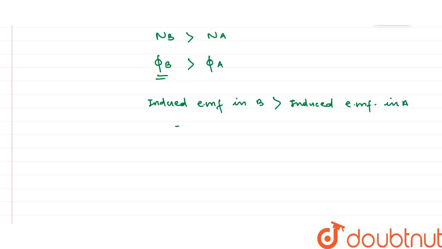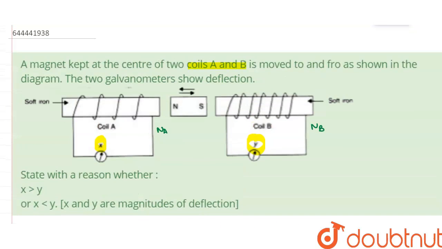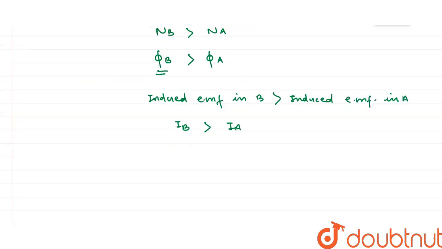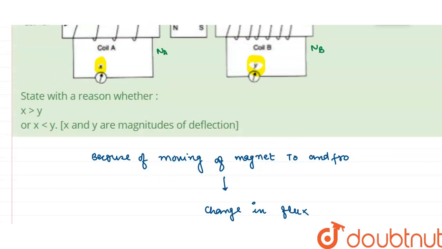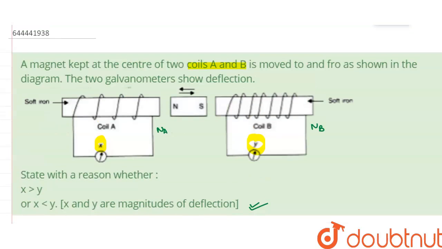And because of this induced EMF, induced current is generated. So the induced current, suppose IB, is greater than IA. And I already told you that the deflections in the galvanometers, that is X and Y, are because of induced current. That simply means that the deflection in B, that is Y, is greater than the deflection in coil A, that is X. So that simply means that X is less than Y, and I have explained the reason. I hope you understand this.